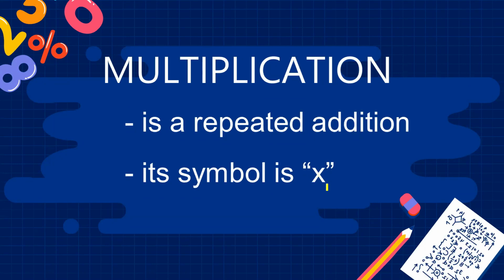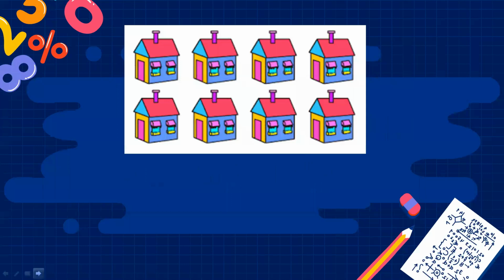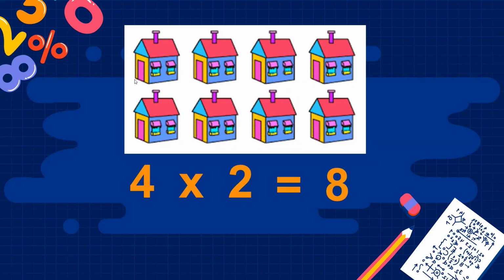Okay, so before we proceed in answering some of our exercises, let us know the different parts of the multiplication sentence first. So in this example, I have houses. So 4 is the number of houses in each group. So we have 1, 2, 3, and 4. And the second group, we have 1, 2, 3, 4. Next, we have 2. Where did we get 2? 2 is the number of groups. So 4 times 2 equals 8 is what we call the multiplication sentence.